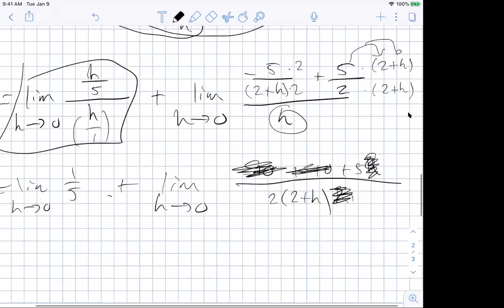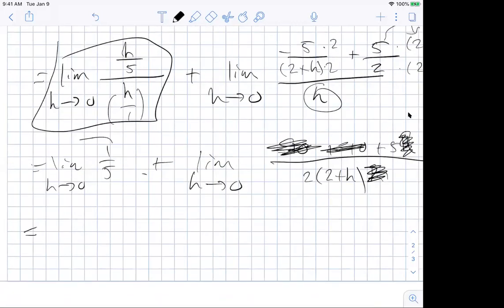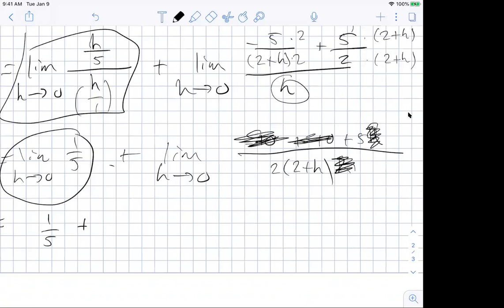And so we're left with this limit, which is just 1/5 plus, in this limit here, 5 over, I can just plug in 0 now, right? And there's no issue. So I should just plug in h equals 0.